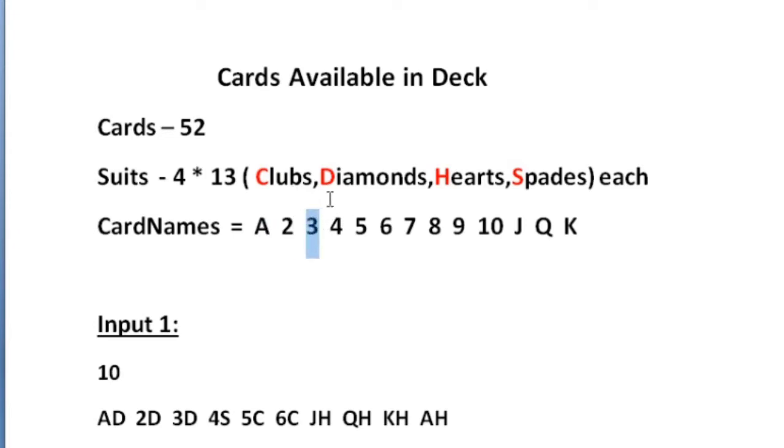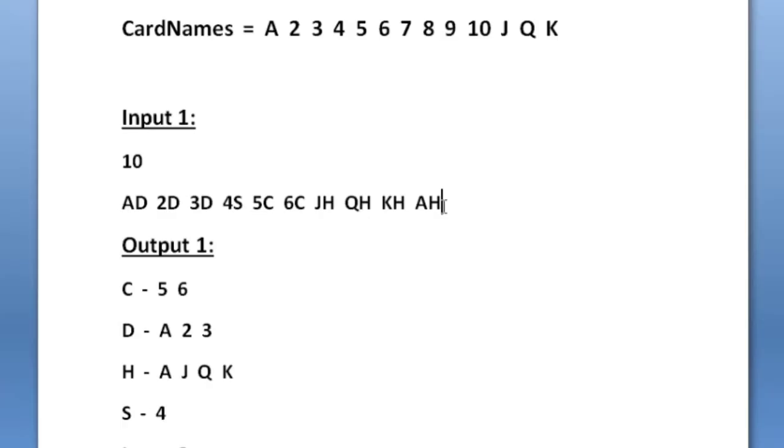And suppose the card belongs to diamonds, then the card names would be AD, 2D, 3D, so like this until K. So we are given the names of n cards and we have to group them according to the group to which they belong, and we have to sort the card numbers according to this.